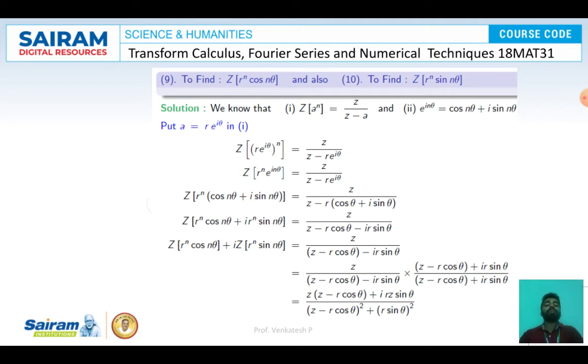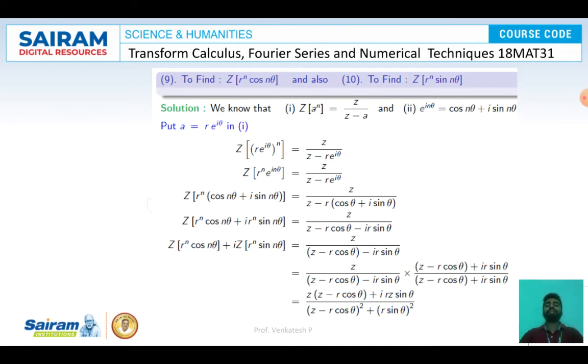So here I am going to expand this e^(i theta) in the same form only, that is cos theta plus i sin theta. So we got z by z minus r (cos theta plus i sin theta). So simplifying this, we got Z transform of r^n cos n theta plus i r^n sin n theta will be equal to z by z minus r cos theta minus i r sin theta.